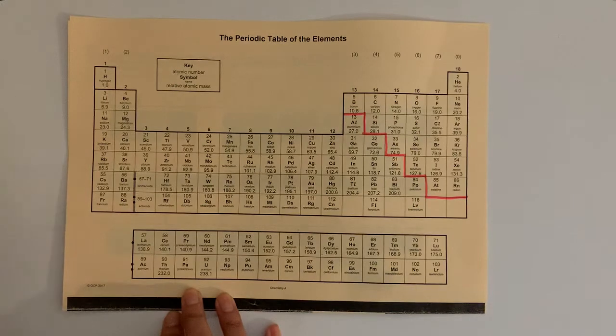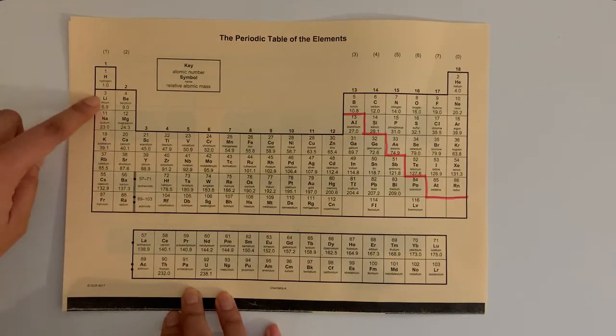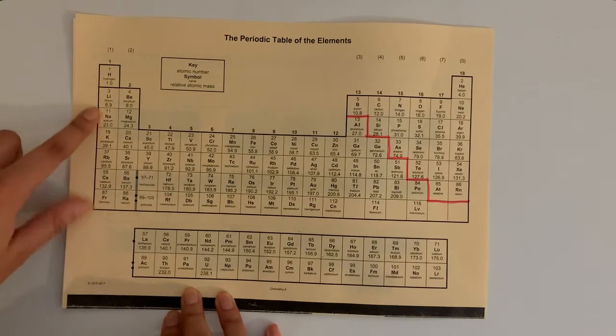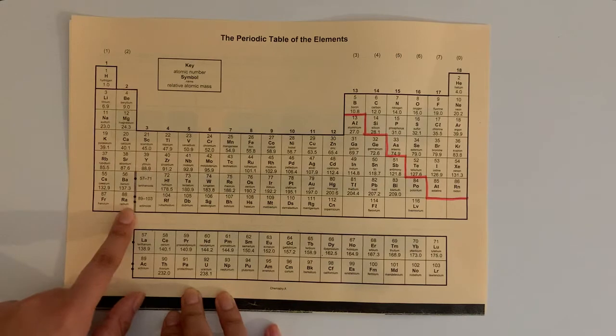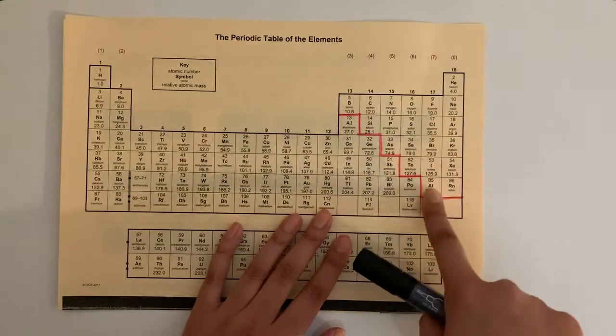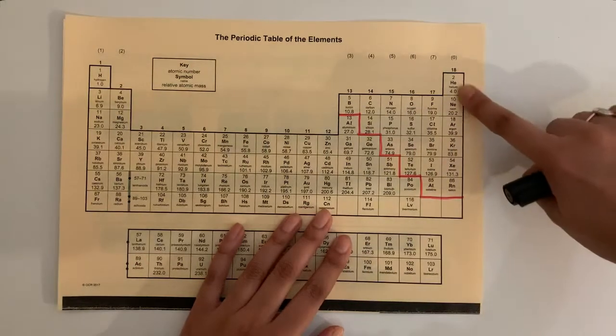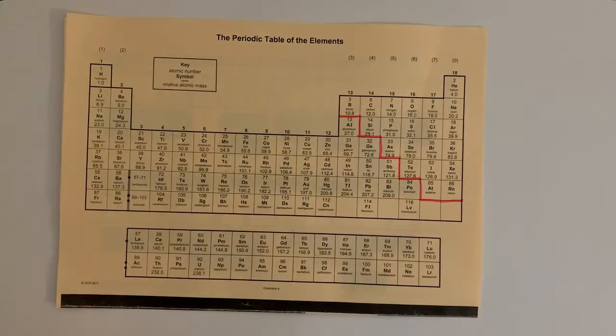In terms of the names of groups, you don't need to know all of them, but the ones you do need to know are: group 1, which are our alkali metals; group 2, the alkaline earth metals; group 7, our halogens; and group 0, our noble gases. These are the ones that I think you should know the names of. You don't need to know the names of any of the other groups.